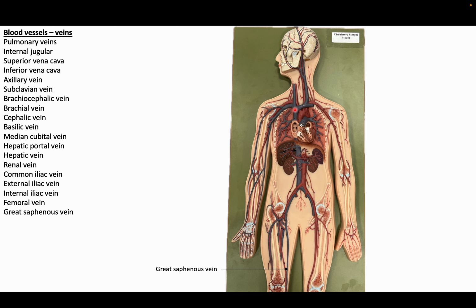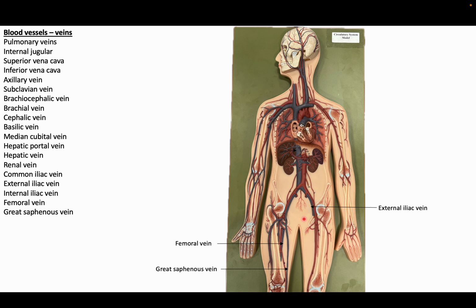From the lower part of your body, you have the great saphenous vein. This runs all the way down to your leg. This is carrying oxygen poor blood from your lower limbs back to your heart, and you can see that it's going to merge into the inferior vena cava. We also have the femoral vein, which carries blood from your thigh region back to your heart.